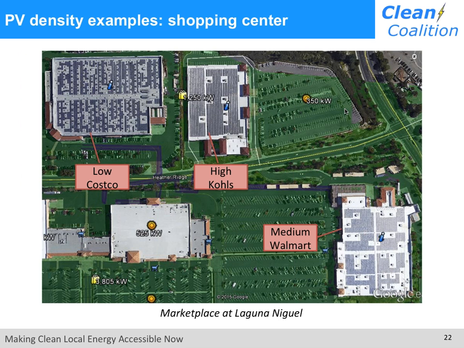And here's an example of a shopping center. There's a Costco, a Kohl's, and a Walmart in this shopping center, and there's a low density rooftop at the Costco and a high density one for the Kohl's there in the middle, and then sort of a medium at the Walmart. So you can get these different density levels based on the rooftop clutter, and that helps us calculate more accurately what the realistic potential is for any particular site.